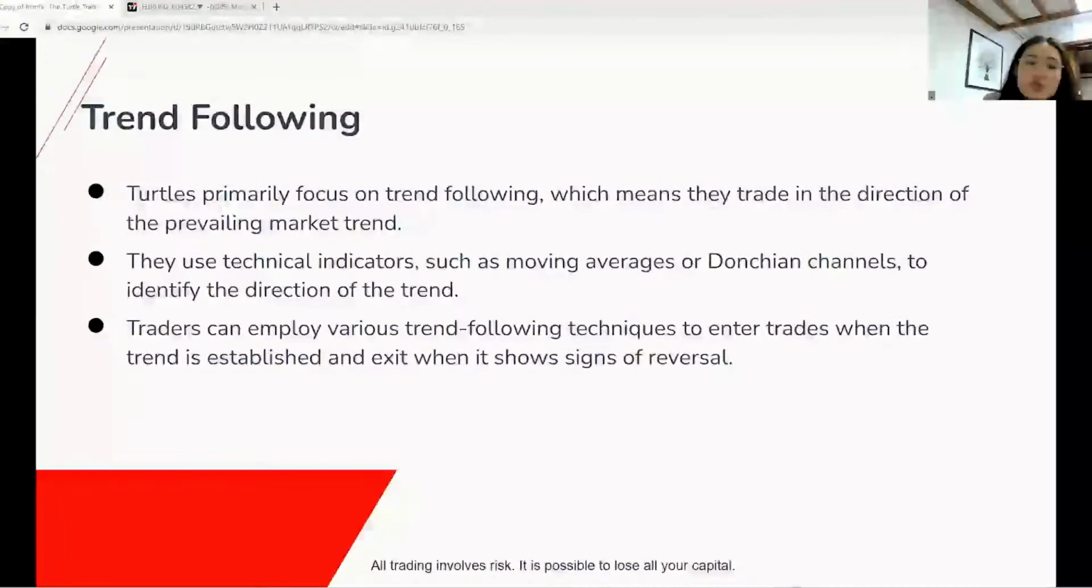Okay, next they looked at trend following. Turtles primarily focused on trend following, which means they trade in the direction of the prevailing market trend. They use technical indicators such as moving averages or Donchian channels to identify the direction of the trend. Traders can employ various trend following techniques to enter trades when the trend is established and exit when it shows signs of reversal.